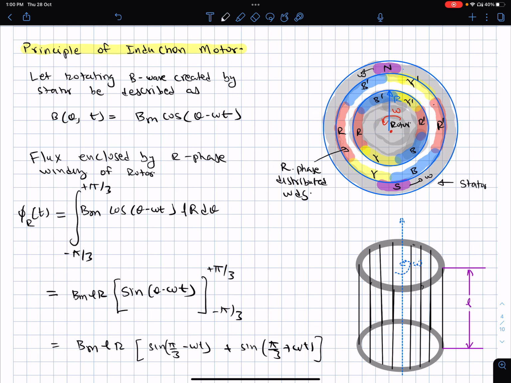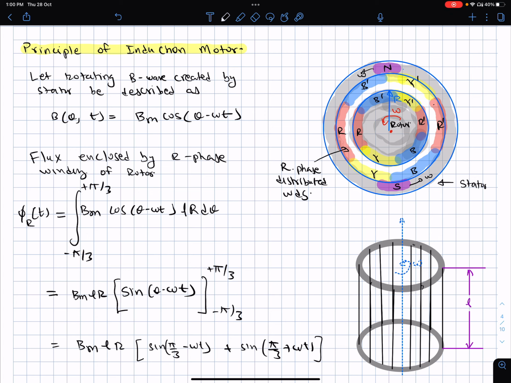So welcome back. Let's start with understanding the principle of the induction motor. There are three motors actually: induction motor, synchronous motor, and DC motor. Similarly, there are three generators: synchronous generator, induction generator, DC generator. So today we are going to discuss the three-phase induction motor.